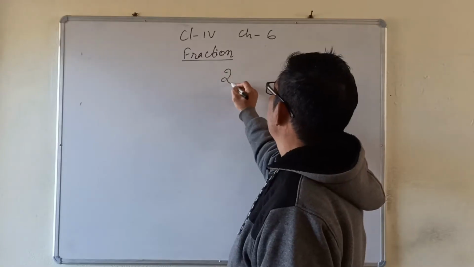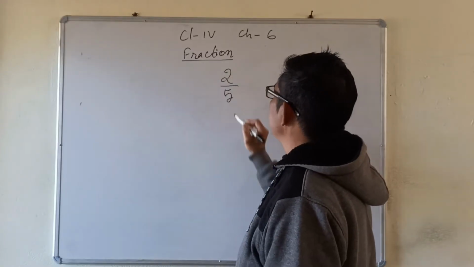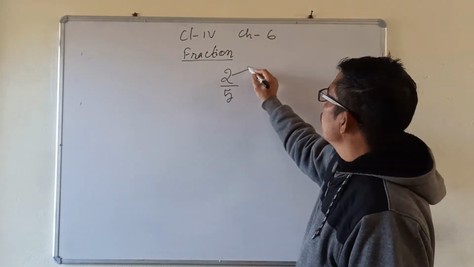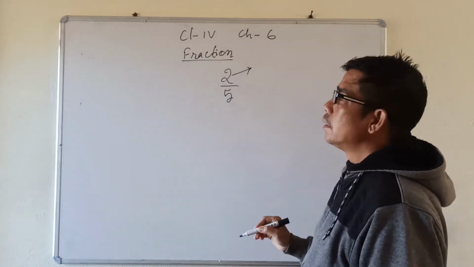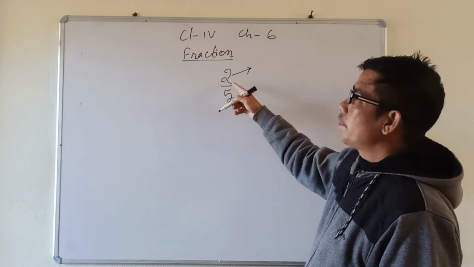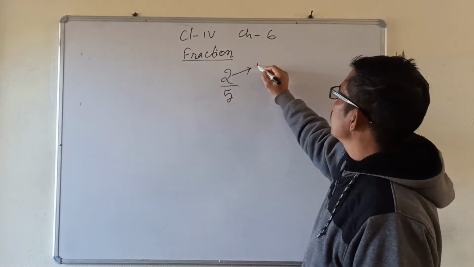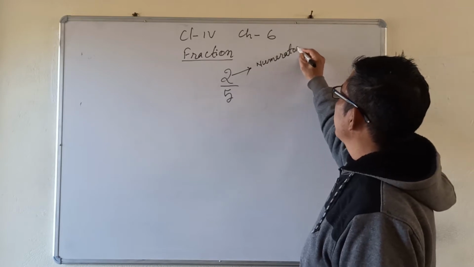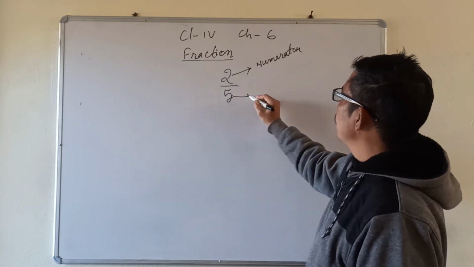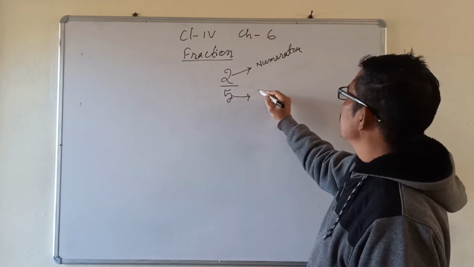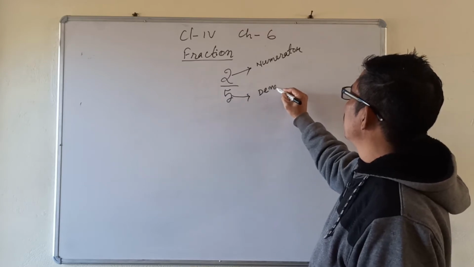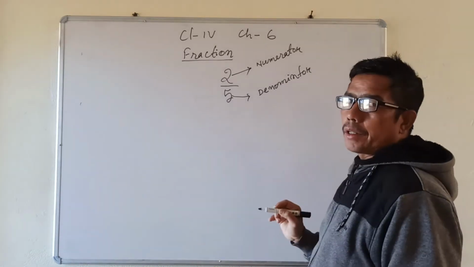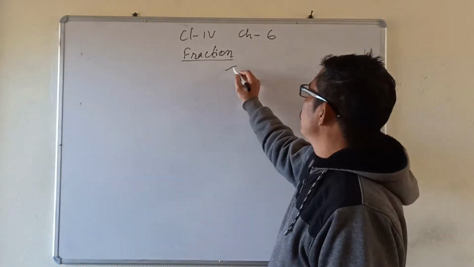Suppose you are given a fraction 2 by 5. Then this number at the top of the division line is known as numerator, and the other one below the division line is known as denominator.